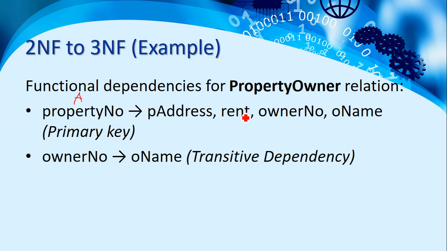Okay? Ito yung B. Okay? Highlight ko lang ha. So ito yung B, ito yung C. So that is why itong owner name is functionally dependent on property number via owner number. That is why ito yung transitively dependent na attribute natin.